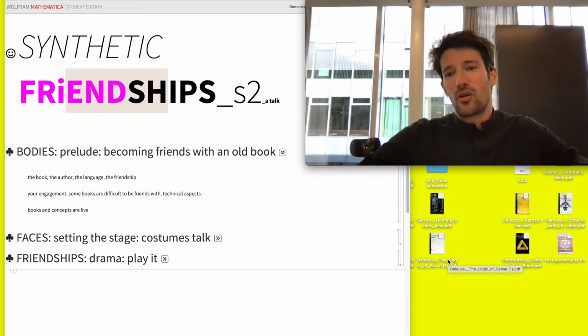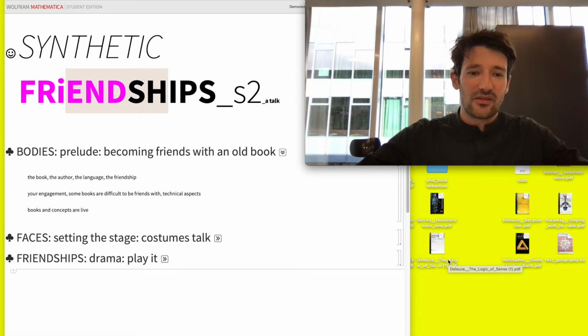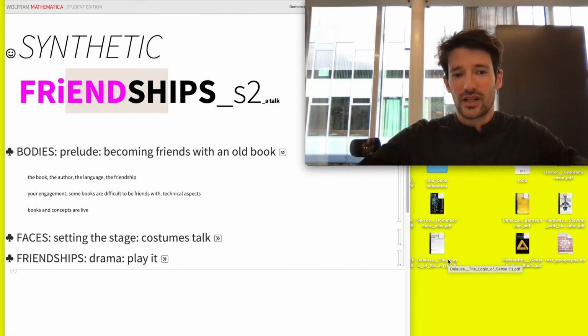And then there are also technical aspects with the language, with the text. Is it in German? Is it in English? Is it in French? How fluent are you with those languages? How can you talk about them? And so on. But because it's a friendship, we think that the books and concepts are alive. So this is our prelude.